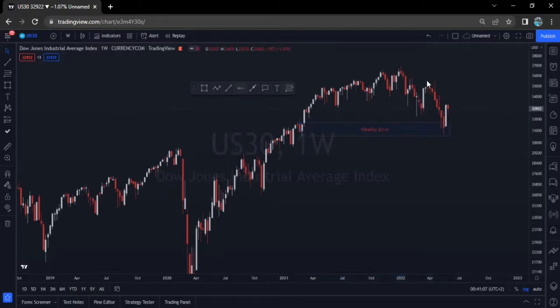So as you can see right here, there is no sort of imbalance, but we have this area of liquidity right here. And then we have the supply zone over here. So similar to what I expect to see on Nasdaq, I do think there's potential for us to go higher and then maybe turn, because the trend is still the downtrend.